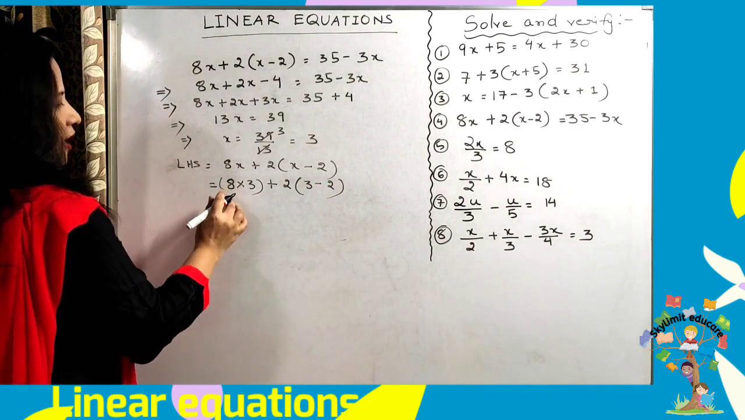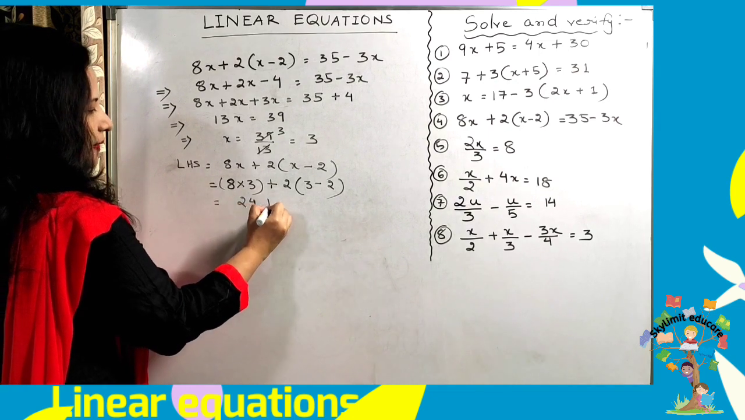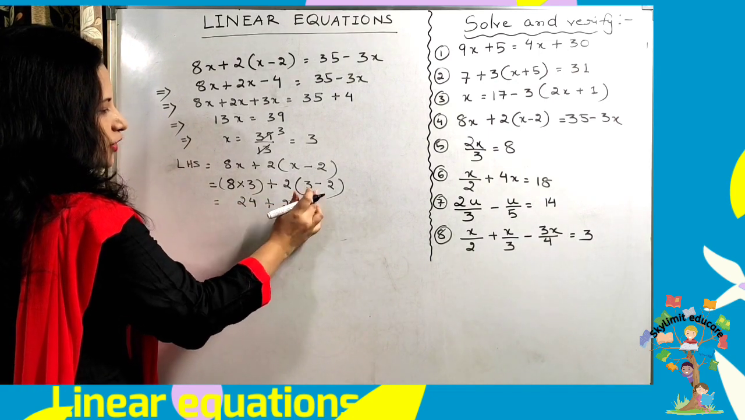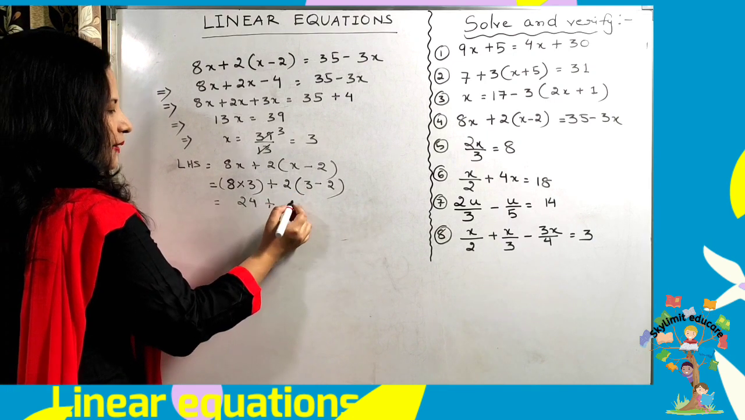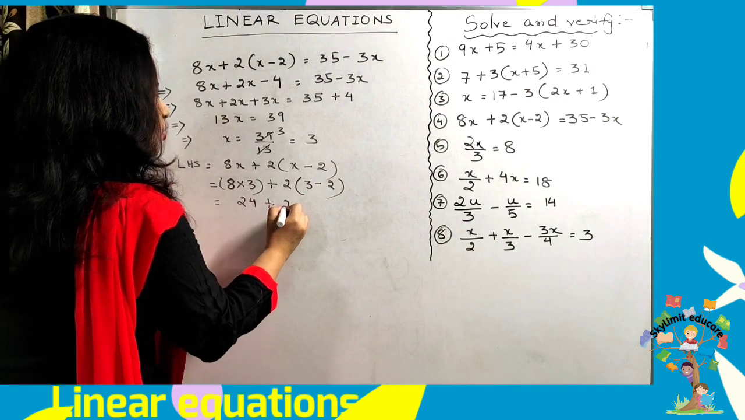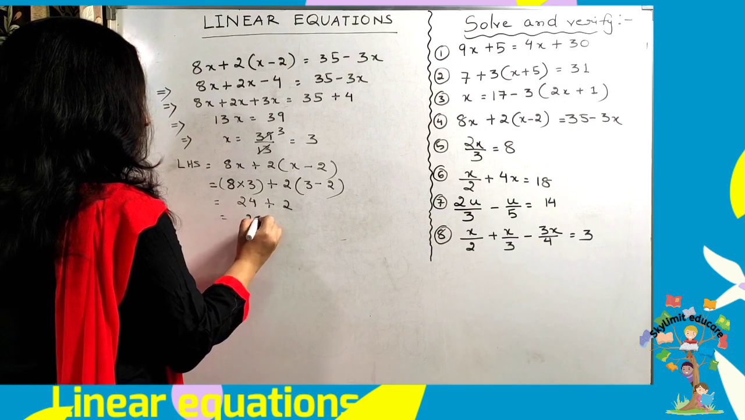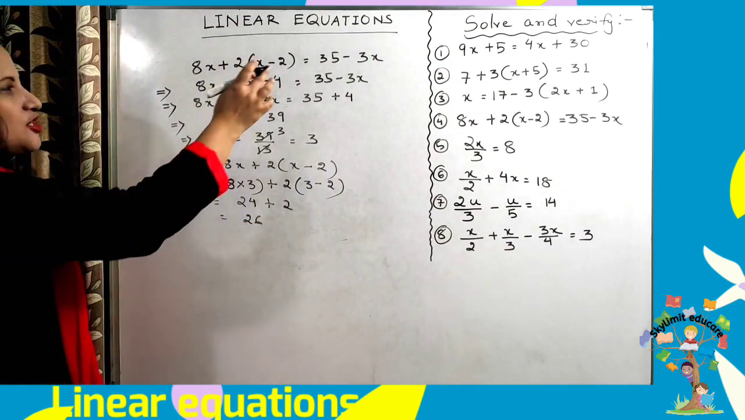Clear? So now how much I got here? 24 plus 2 multiplied to 3 minus 2 is 1. So 2 multiplied to 1 will be how much? 2 multiplied to 1 will be 2 only. So how much I got here? 26. Let's check out the right hand side.